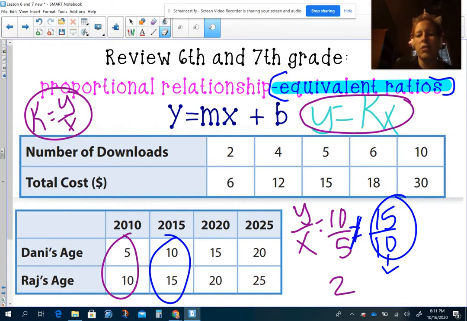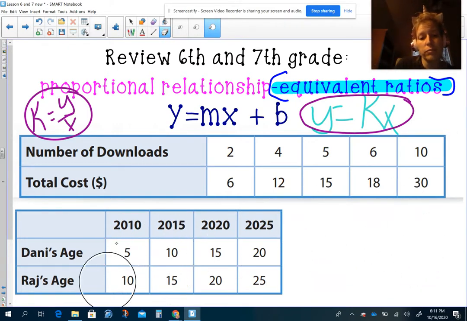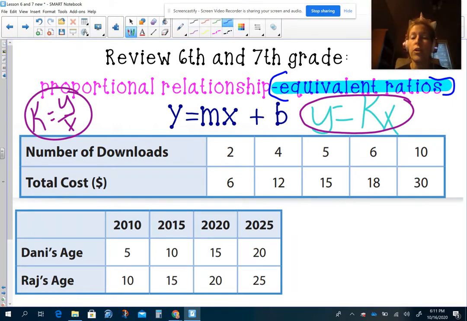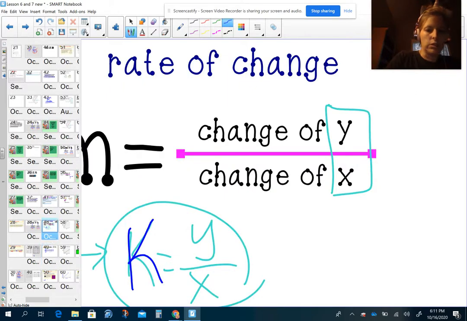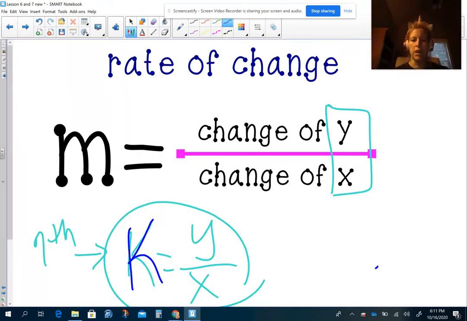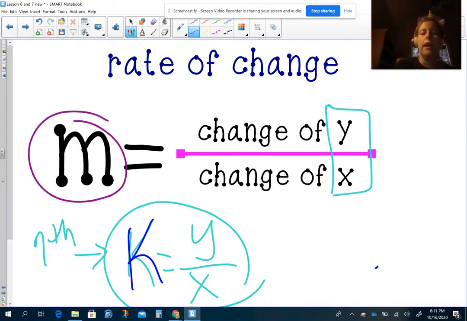But it doesn't mean that we still can't have a constant rate of change. So we are going to look at how to find the rate of change with our functions today too. One thing we're looking at is the change of y over change of x. Let me switch slides because I want that one to come first. In your notebooks, I want you to pause my video and write down the rate of change. Your rate of change is your m, and we're looking at the change of y over the change of x.